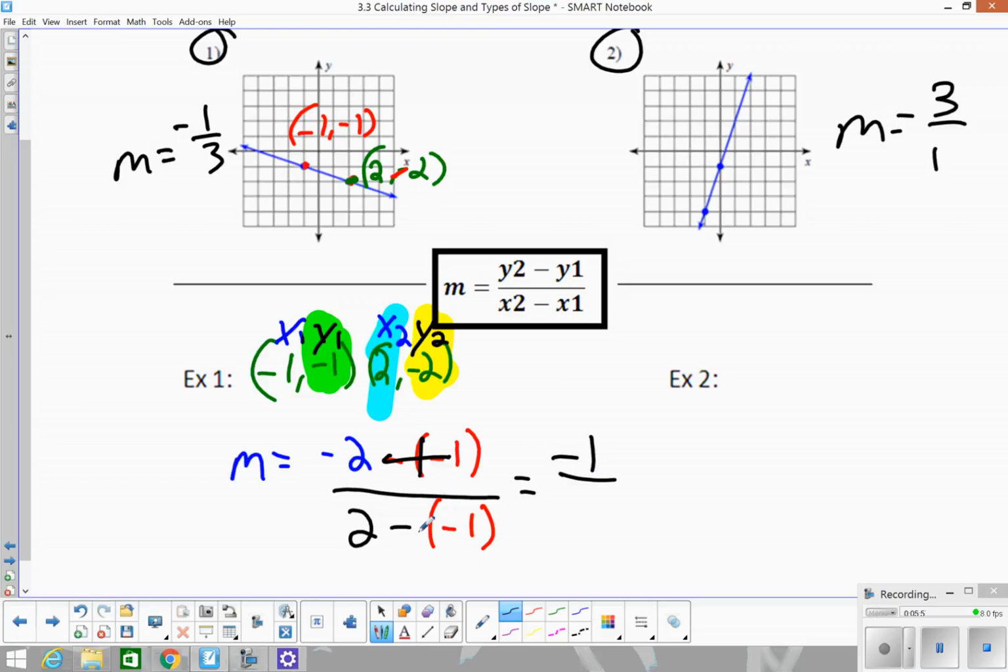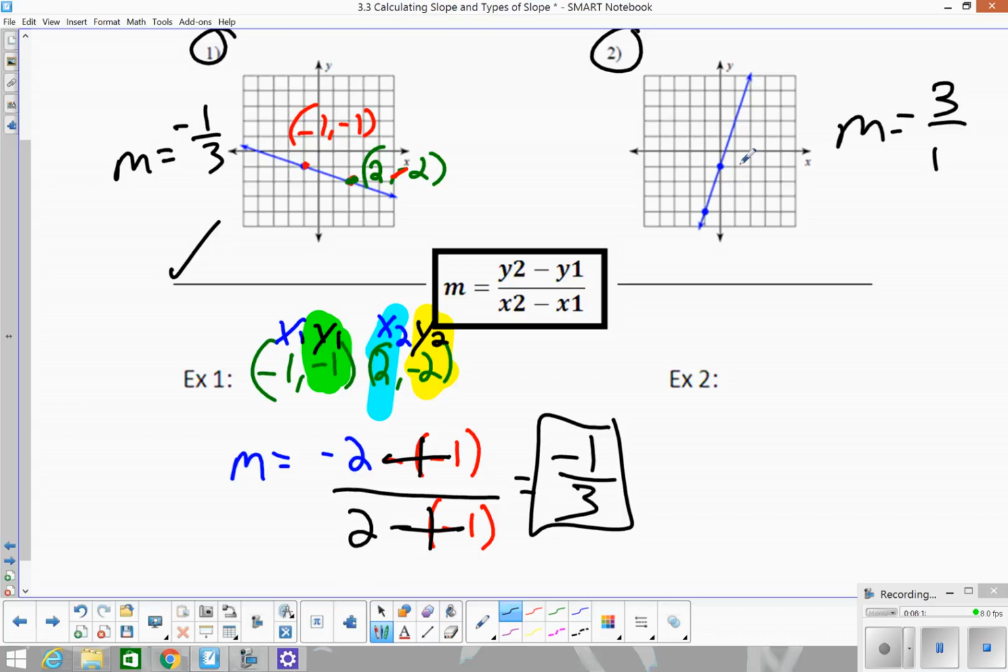Good. Now I have a double negative inside of here. That's going to become a big positive. So now I just have 2 plus 1, which is 3. So my simplified slope is negative 1/3. That's what I got up there. Awesome. So let's try it again.